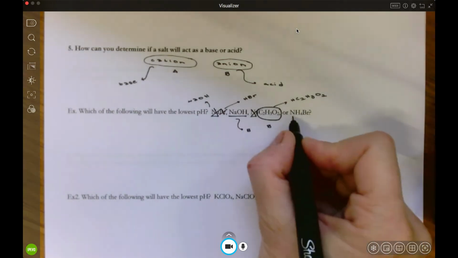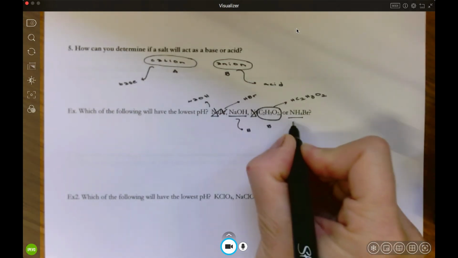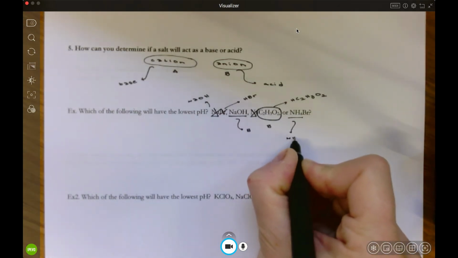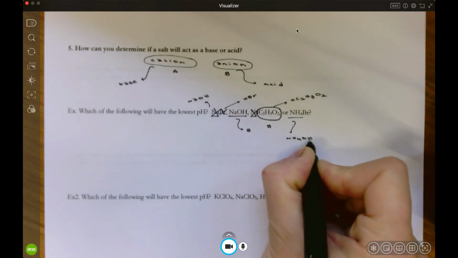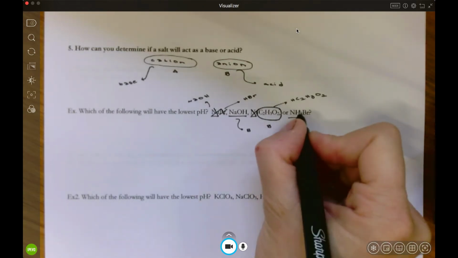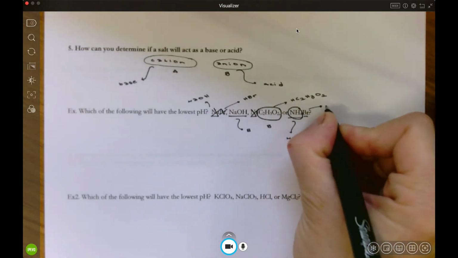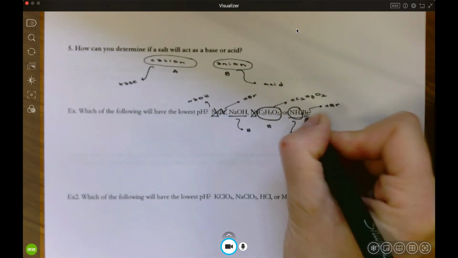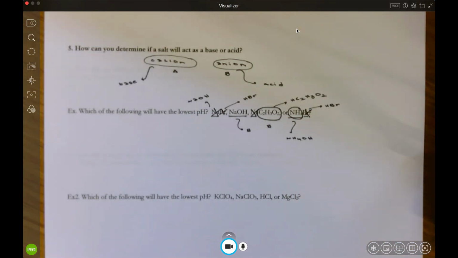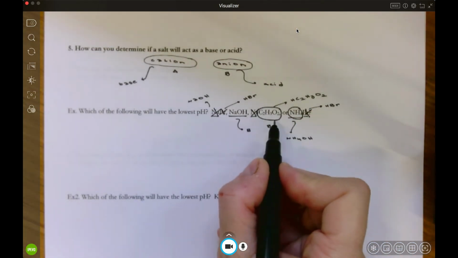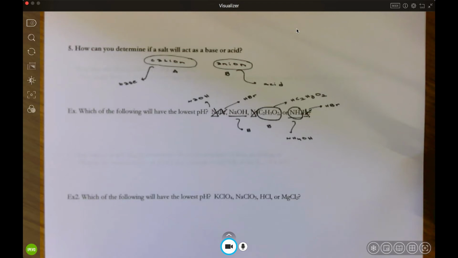Okay? NH4Br. NH4 came from NH4OH, which is a weak base, which means that this can act like an acid. Br came from HBr, which is a strong acid, so it will not act like a base. So this is going to act like a base, this will act like an acid. All right, well, what exactly does that mean?